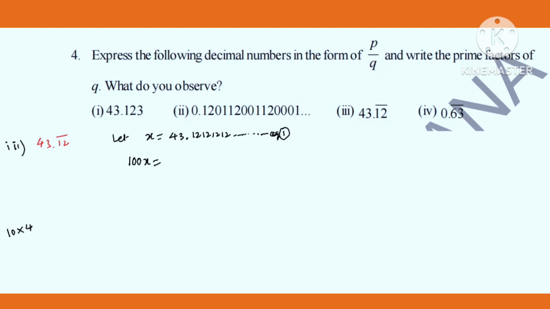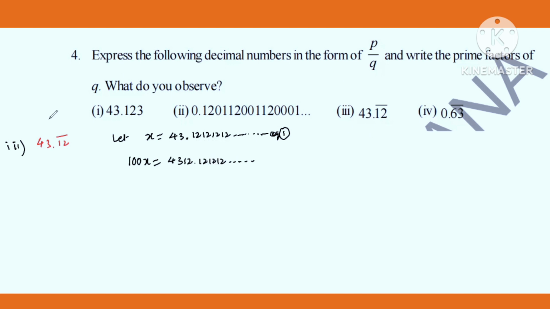43.121212 is there. So I'm multiplying with 100. Okay, so we get 4312.121212. Why am I multiplying with 100? That is to get a repeating part again after the decimal. If you multiply with 10, we get only 431.21221, so the same part we are not going to get.